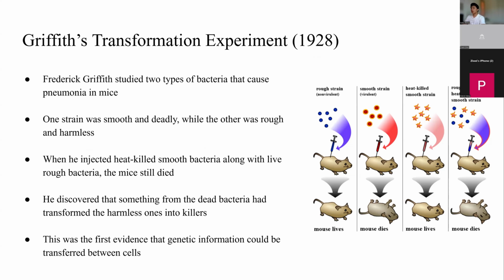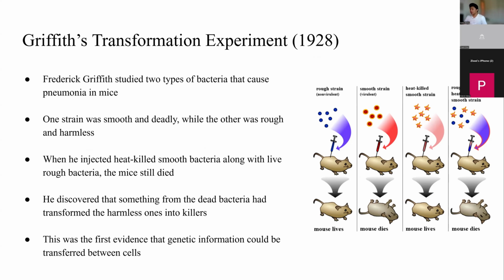The first of which is Griffith's transformation experiment, which happened in 1928. Frederick Griffith was studying two types of bacteria that caused a disease known as pneumonia in mice. One strain was smooth and deadly, and the other was a rough strain, but it was non-virulent, meaning it was harmless.